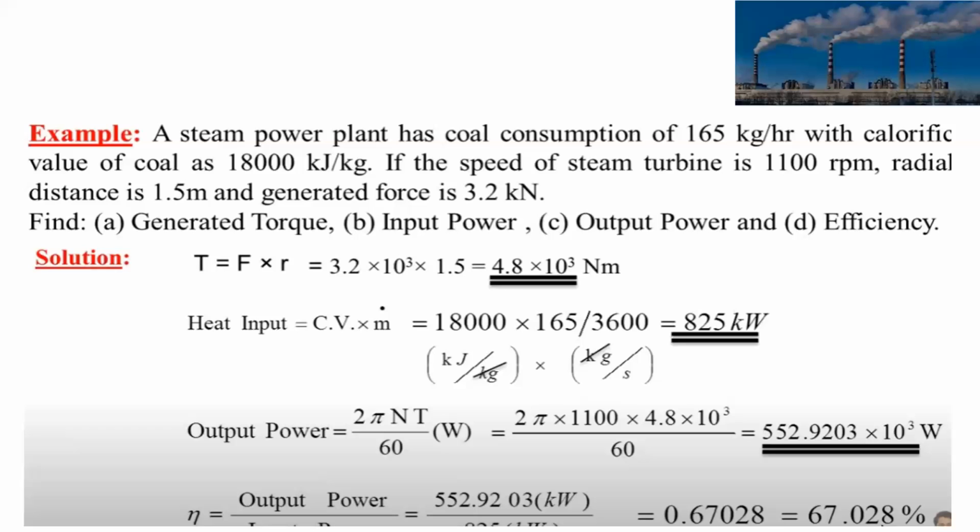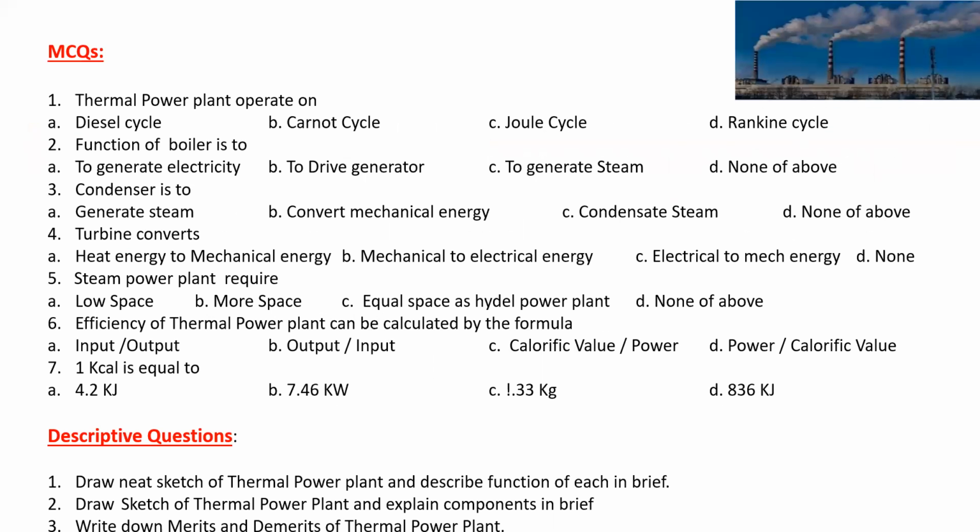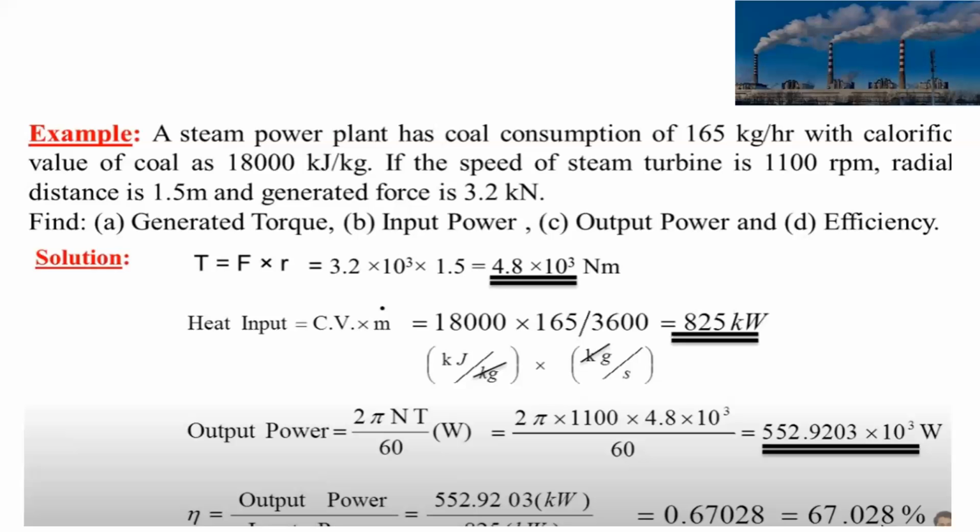So the efficiency is given by output power upon input power: 552.92 divided by 825 is equal to 0.670, that is 67.028% efficiency. This is a theoretical efficiency we calculated. With these two examples, I hope you understood what the input, output and efficiency are, and how to calculate the efficiency.